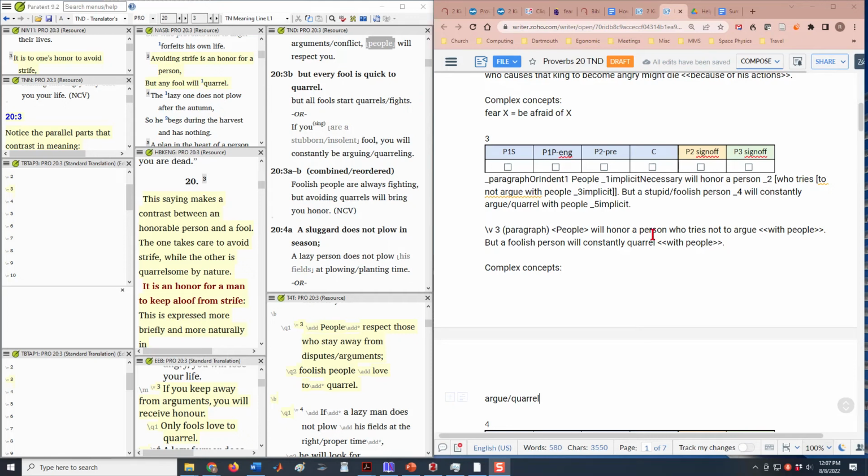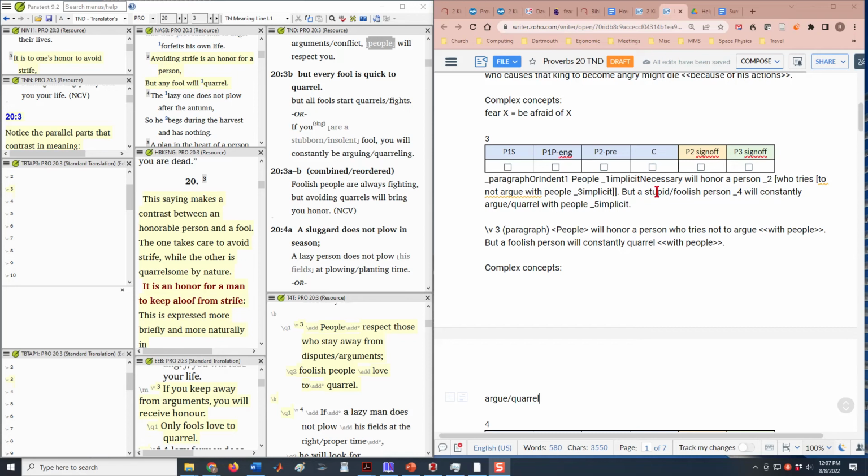Okay, so here we are again. I modified the noun indices. So people is the plural of person. So I made this indication that this would be 1, a person, 2, not argue with people, 3, but a stupid, foolish person, 4, will constantly argue, quarrel with people, 5. Some of these people might be the same people, like the people that the wise person doesn't argue with might be the same as the ones that this foolish person argues with, but we don't know they're the same. So all of these noun indices are different.